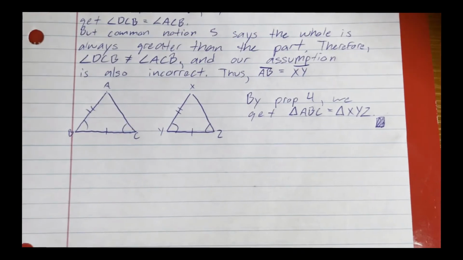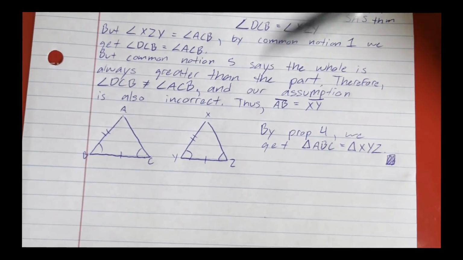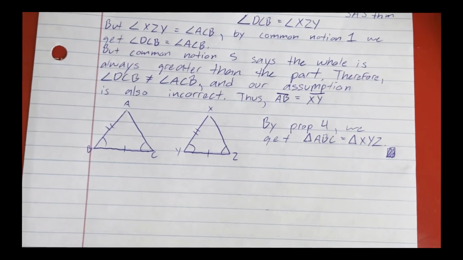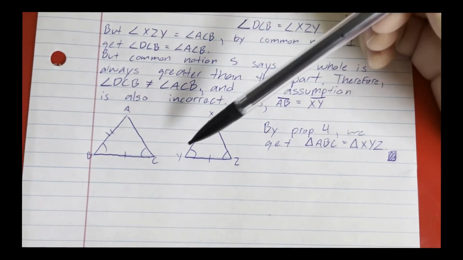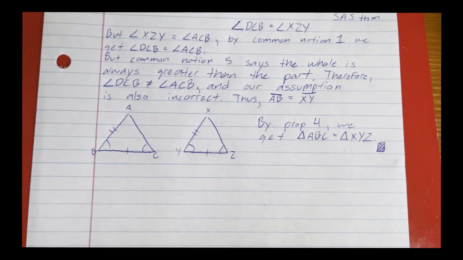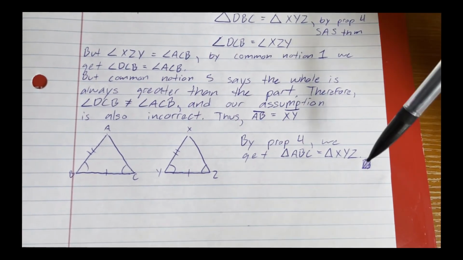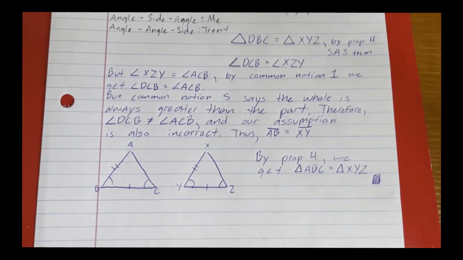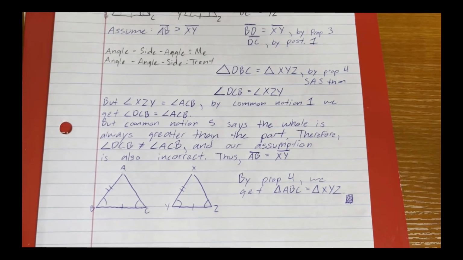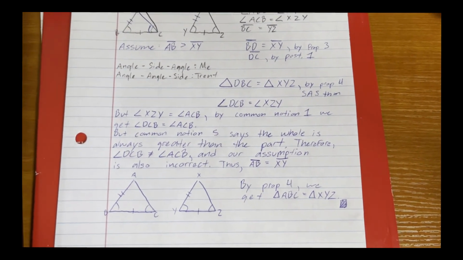Now we are given these two triangles. Now that we know that these two side lengths are equal to each other, we can use, again, proposition 4, the side angle side theorem. We have side angle side, side angle side. Because of this, we know that triangles ABC and XYZ are congruent, or equal, and that is what we wanted to prove. In this next part of the video, Trent will be showing you the same thing, but using the angle side theorem. Thank you.